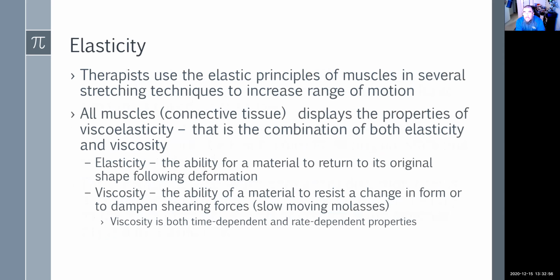As therapists, we use the elastic principles of muscle and several stretching techniques to increase range of motion, right? All muscles and actually all connective tissue, which includes our bones and our tendons and our ligaments, display the properties of viscoelasticity. That means the combination of both elasticity and viscosity. This elasticity is the ability to return to its original shape, and viscosity is the ability of materials to resist a change in form to dampening shearing forces. Kind of think of like slow-moving molasses, right?